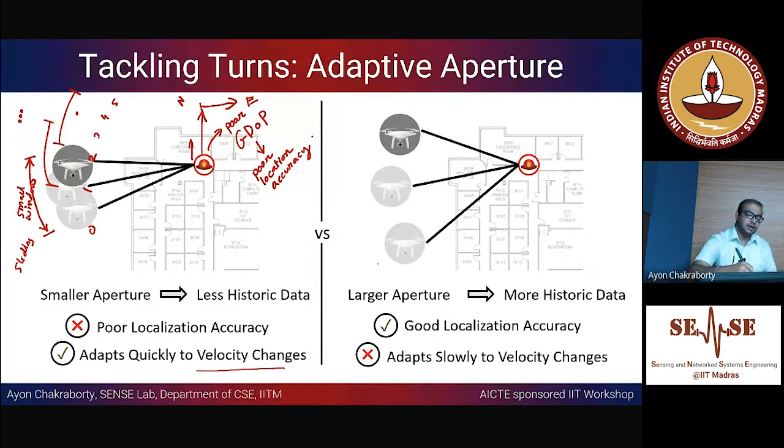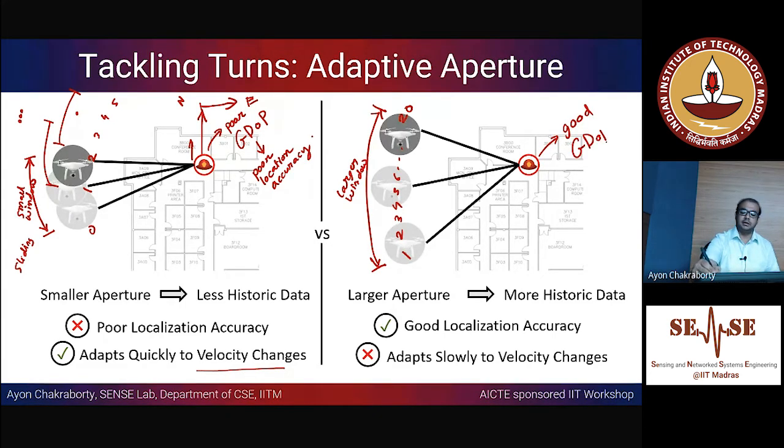The other extreme is having a very large aperture size. So this is your synthetic aperture, the way this drone moves. So this is 1, 2, 3, 4, 5, 6, and so on. Maybe this is 20. So now your aperture is of size 20, which is basically a larger window, and that gives you a good GDOP. But you are retaining the history. You have more historic data.